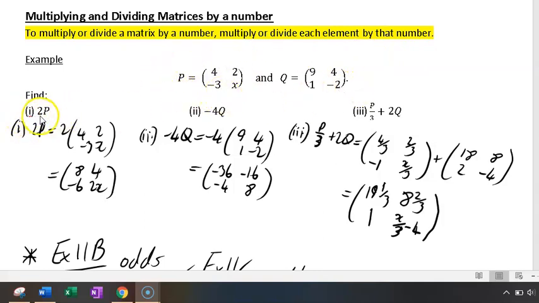The first one we have to find 2P. So all we do here is multiply everything inside, all the elements inside P get multiplied by 2. So your result is 8, 4, minus 6, and 2x.